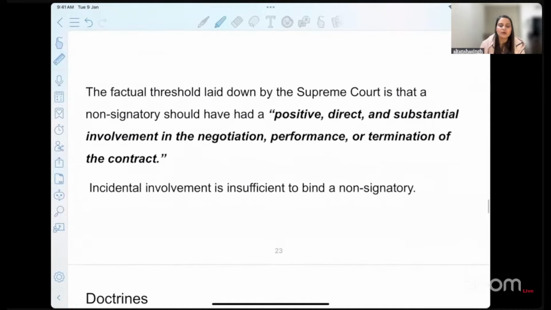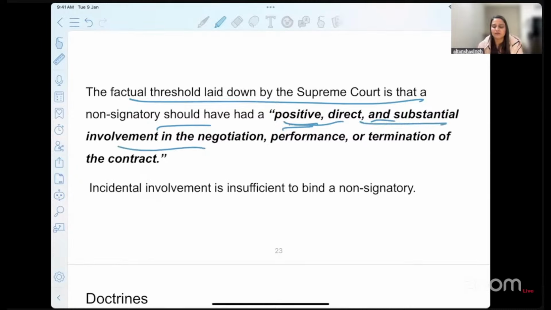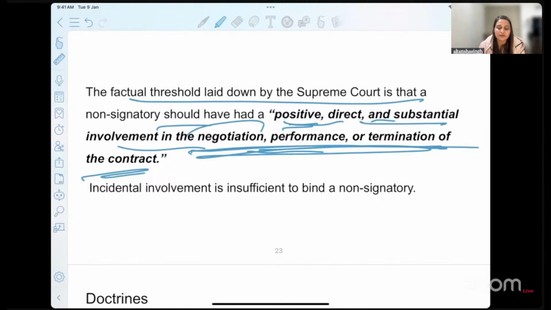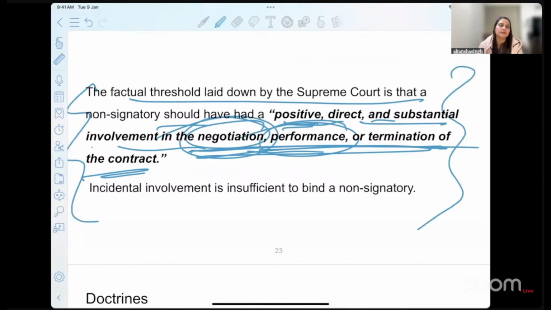Okay. Now, the factual threshold. How do we say that the non-signatory can be decided? I've written that if the non-signatory had a positive, direct, substantial involvement in the negotiation, performance, and termination of the contract. In the Madhusudan case, you will find their presence in the negotiation as well as the stage of performance. That is how these parts of the judgment become very important. So when you're writing your answer, if it is a long answer or a 30-marker answer, you can mention the facts, and then you can mention these essentials, the requirements wherein a non-signatory can be invoked.